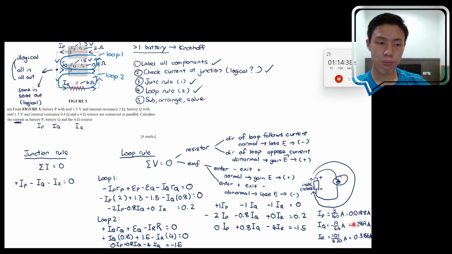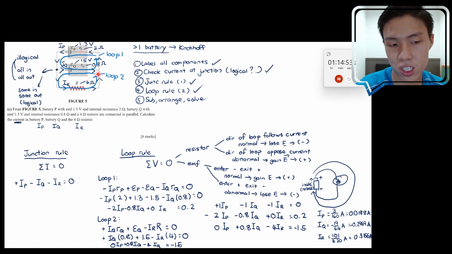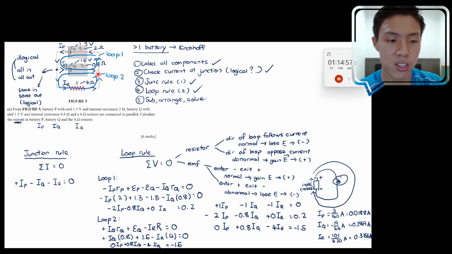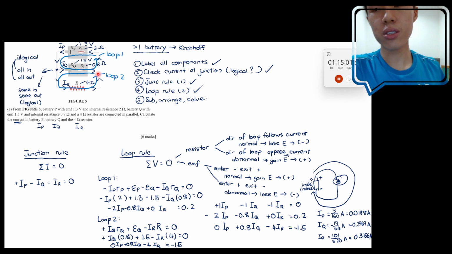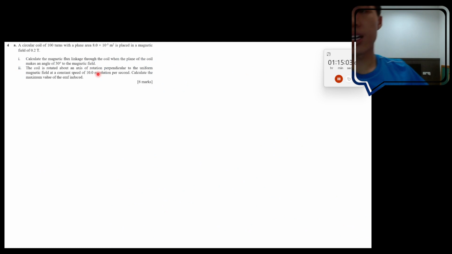Let's say over here I have a negative answer, right? So that means if you choose your direction of current for IQ to be to the left, then you get a positive answer. If you choose your direction of IQ to the right, then you get a negative answer. But I think both should be accepted because they don't assume the direction for you. You are the one assuming the direction. So they should accept both positive sign and negative sign as well. Okay, done with question C.